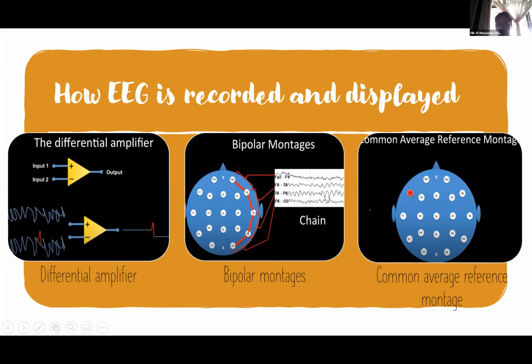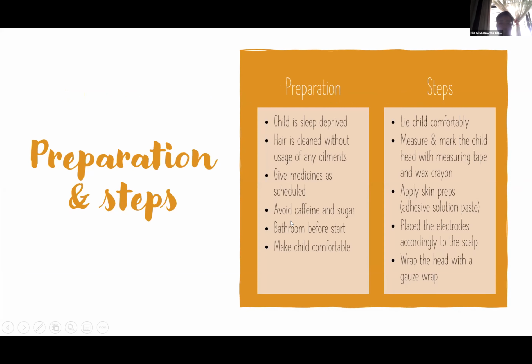Common average reference montage compares one electrode with the average of all the electrodes. Next, for preparation and steps, the child is sleep deprived or asked to lessen their sleep before the EEG test. The hair is clean, with no use of ointments such as pomade and so on. And give medicine as scheduled, avoid caffeine and sugar, and go to the bathroom before starting because this is a long procedure. Make the child comfortable by bringing a pillow or blanket.